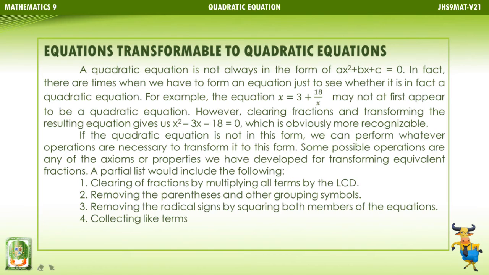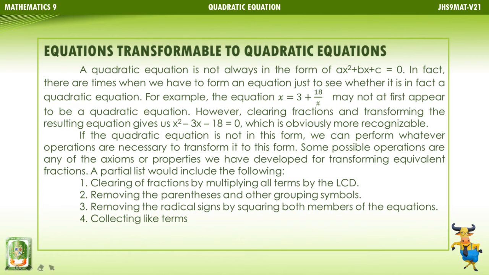Equations transformable to quadratic equations. A quadratic equation is not always in the form of x squared plus bx plus c equals 0. In fact, there are times when we have to transform an equation just to see whether it is in fact a quadratic equation. For example, the equation x equals 3 plus 18 over x may not at first appear to be a quadratic equation. However, clearing fractions and transforming the resulting equation gives us x squared minus 3x minus 18 equals 0, which is obviously more recognizable.